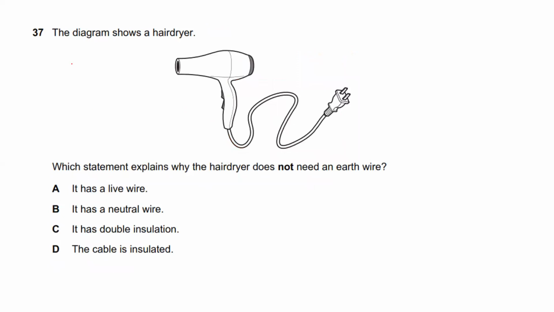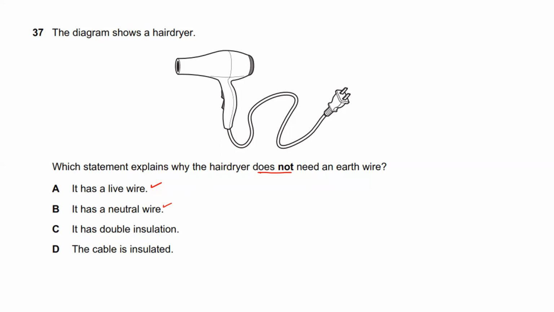Next question, question 37. The diagram shows a hair dryer. Which statement explains why the hair dryer does not need an earth wire? Number one, it has a live wire. For protection purposes in equipment, we need an earth wire irrespective of that. It has a neutral wire, yes, but we also use an earth wire with neutral wires. For example, in overhead transmission or distribution lines we have an earth wire, and even for domestic purposes we have an earth wire. It has double insulation, yes. Double insulation protects us from electrical shocks, which is what an earth wire basically does.